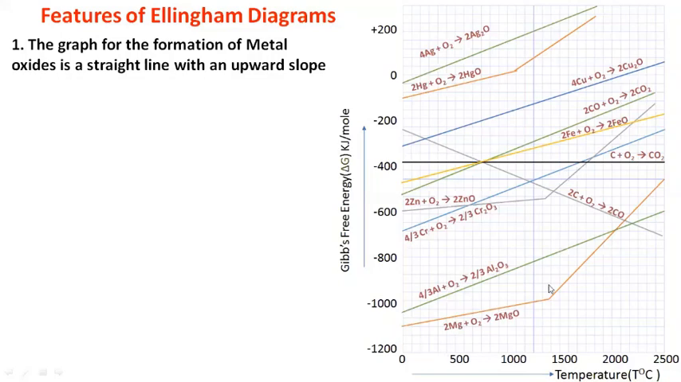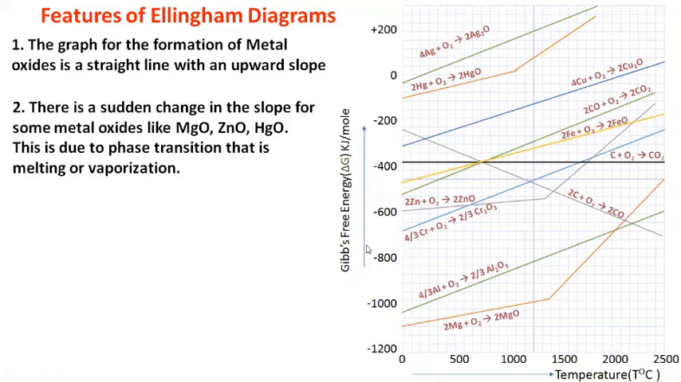All these lines are showing upward slope, which is telling us that delta G value is increasing as the temperature increases. And automatically stability is getting decreased on increase of temperature. The oxide stability is decreasing on increase of temperature.